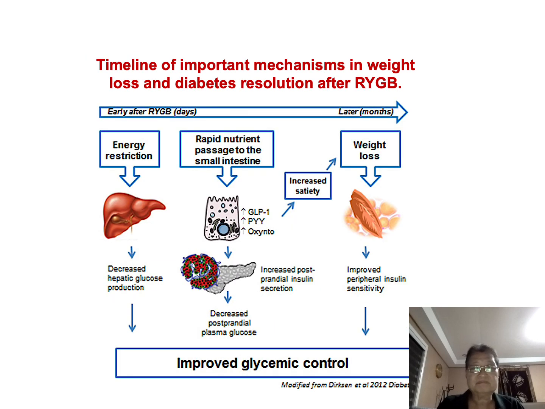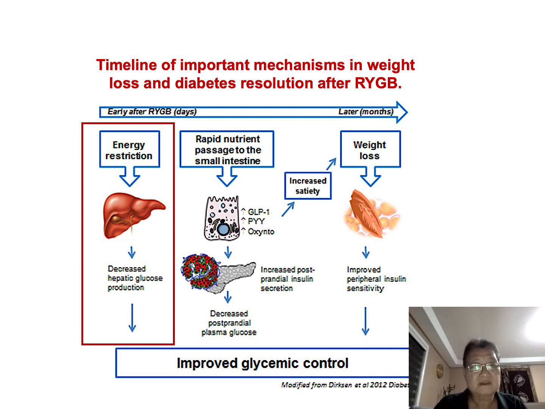Okay. Now, I included this slide. This is a superb slide to look into bariatric surgeries and weight loss. The proposed mechanism of weight loss in bariatric surgery, looking at the timeline mechanism in which weight loss and DM improve after Roux-en-Y. Okay, first you can see is the energy restriction because of the diminished gastric size that leads to decrease in liver glucose production. That's one.